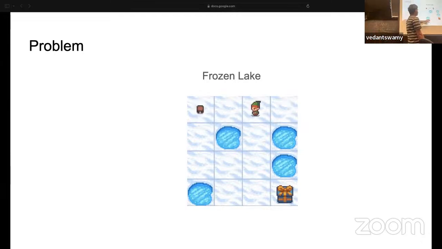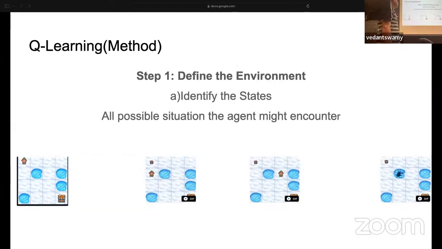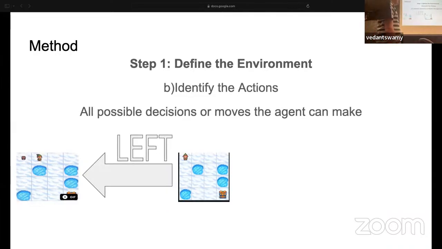So we have an agent which starts from here and wants to reach here, has several holes in between, and the main aim of the agent is to avoid the holes that are there in between. So this was the goal, the holes. So the various stages inside Q-learning would be to identify all the possible states that there are, that is, all the possible situations the agent might encounter. Identify the actions that the agent can take. So the agent can move left or move down in this case.